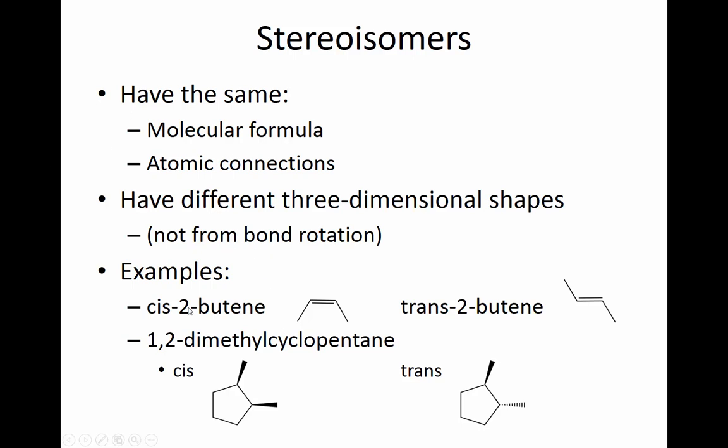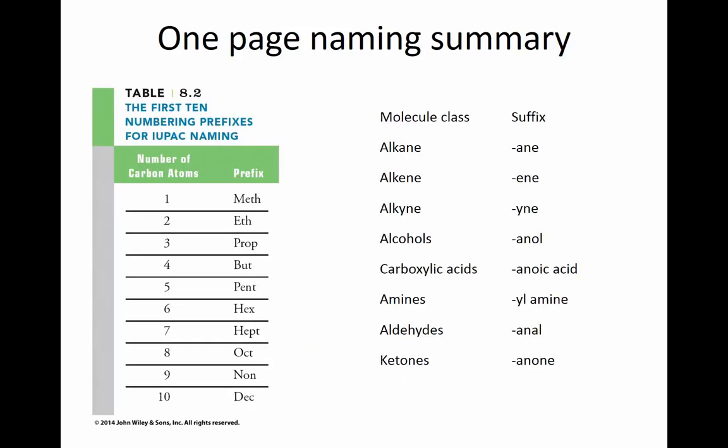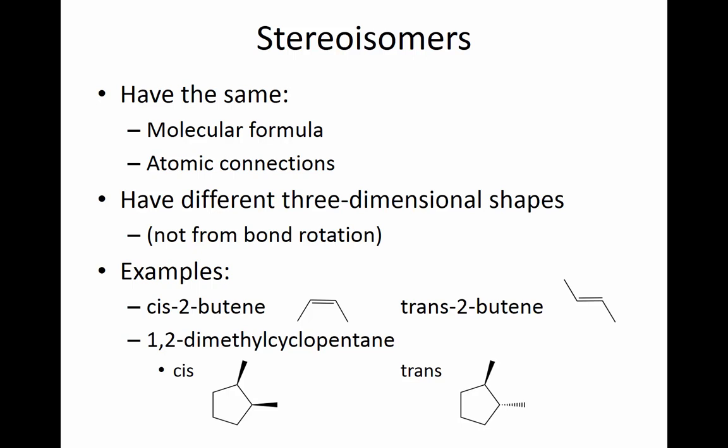So again, for an example, we have the cis and trans 2-butene here. Here's another one, 1,2-dimethylcyclopentane. We see cis has 2 methyl groups pointing out of the screen. Trans has 1 methyl group pointing out of the screen, the other methyl group theoretically pointing into the screen. And we will deal with a lot of these things in much more detail as we go along.